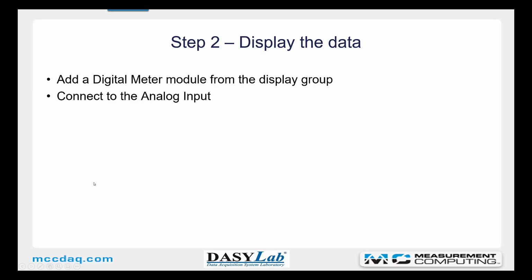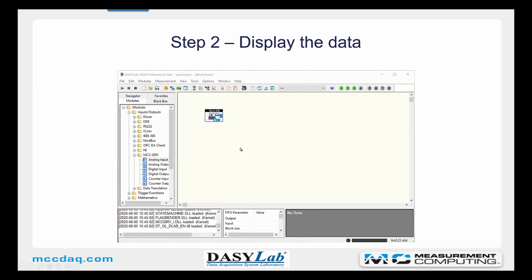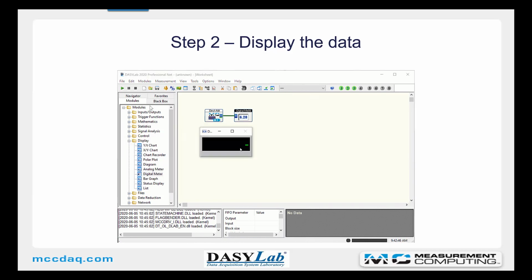The next step is to display the data. You'll create a digital meter module from the display group and then connect it to the analog input module. Close the input-output group on the module browser, open the display group, select the digital meter module, and drop it onto the work area. Connect using the Touch and Connect method, and then use the Restore All button to restore the display from the bottom of the screen, and in my case, I'm moving it into the display area. Click Start, and you can see that I am logging data.